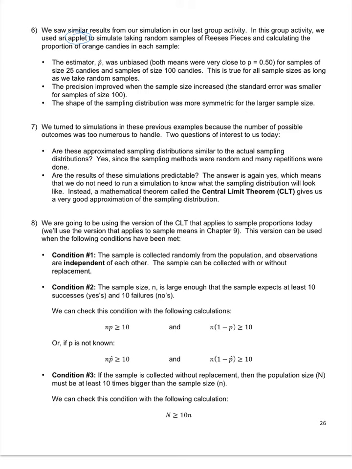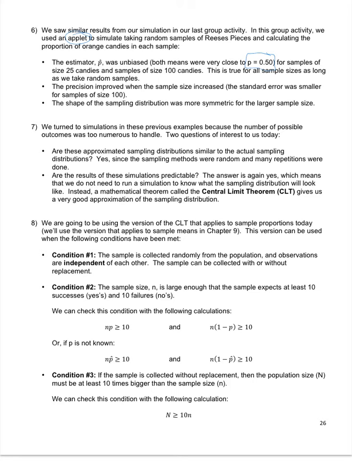Right. So first bullet, the estimator p hat was unbiased. Both means were very close to p equal to 0.50 for samples of size 25 candies and samples of size 100 candies. This is true for all sample sizes as long as we take random samples. The precision improved when the sample size increased. That meant the standard error was smaller for samples of size 100. And lastly, the shape of the sampling distribution was more symmetric for the larger sample size.